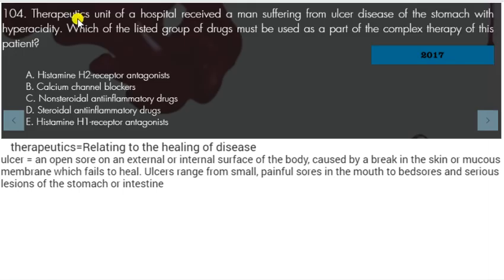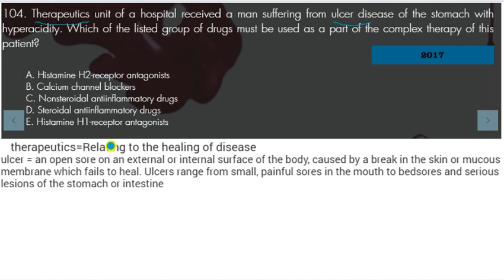The first question was asked in 2017. They are asking that a therapeutic unit of a hospital received a man. First we need to understand what is meant by therapeutic. It originated from the Greek word, so it is related to the healing of disease. A therapeutics unit of a hospital received a man suffering from ulcer disease.